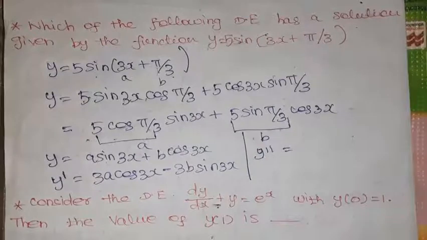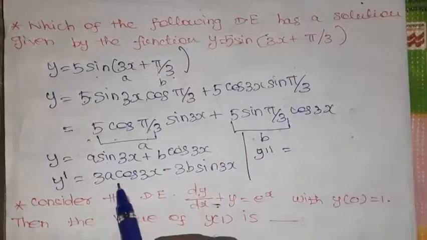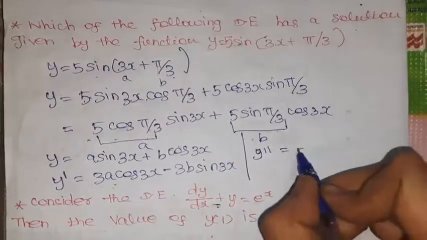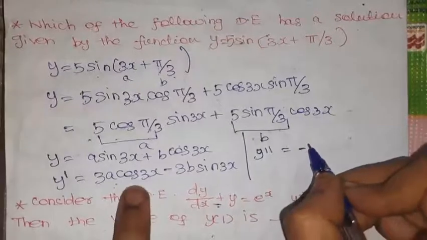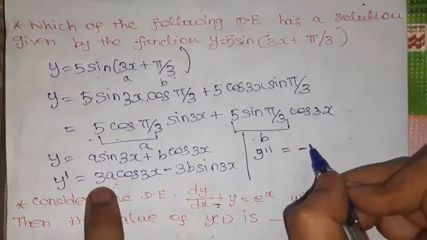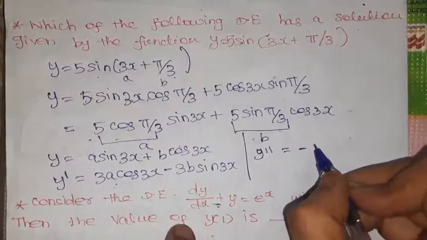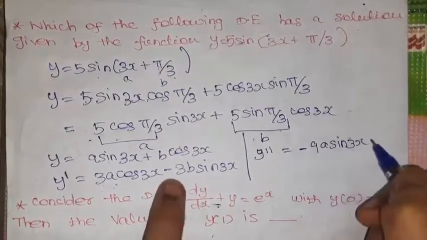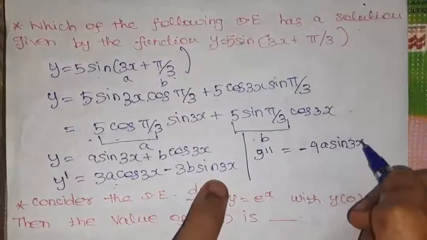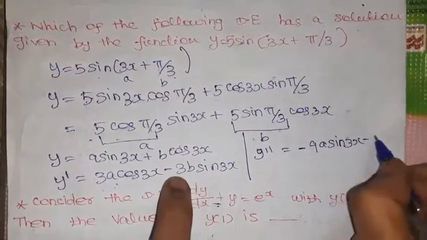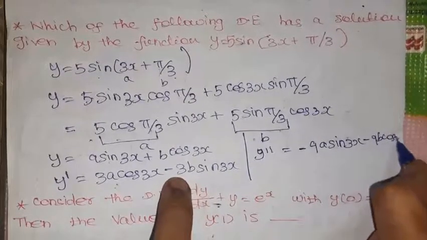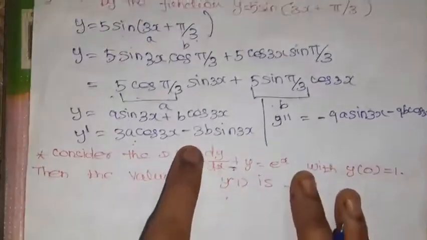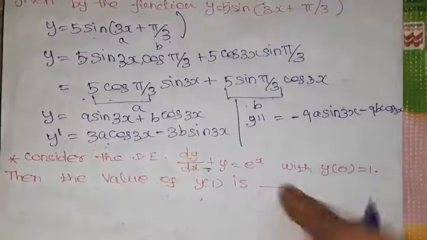d square by dx square. Again 3a is a constant. Cos 3x becomes minus sin 3x into 3. Already 3a, so 3 into 3 is 9a, minus 9a sin 3x. Again what we will get? Sin 3x becomes cos 3x into 3, so 9b, minus 9b cos 3x, right? Okay, this is the given.